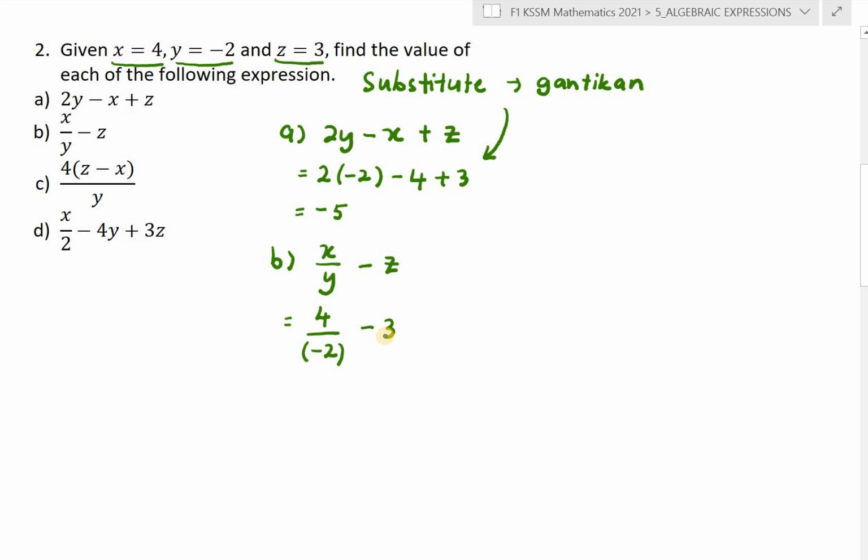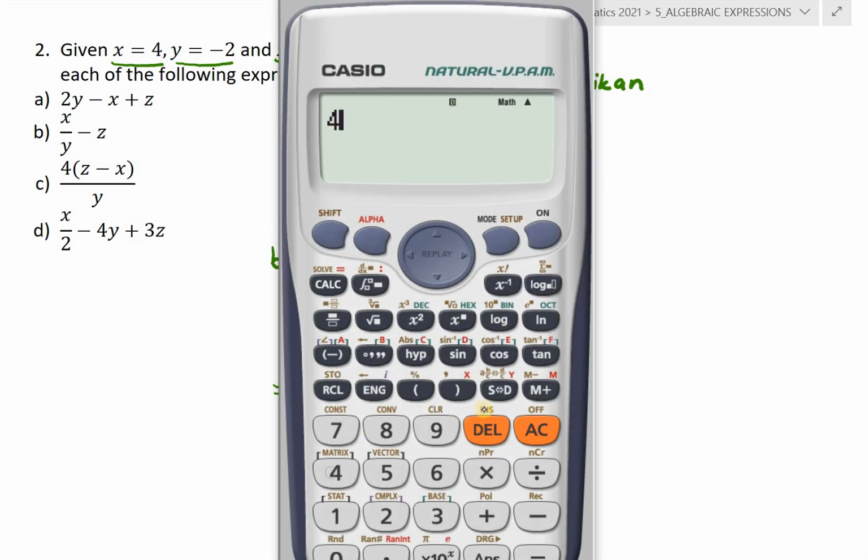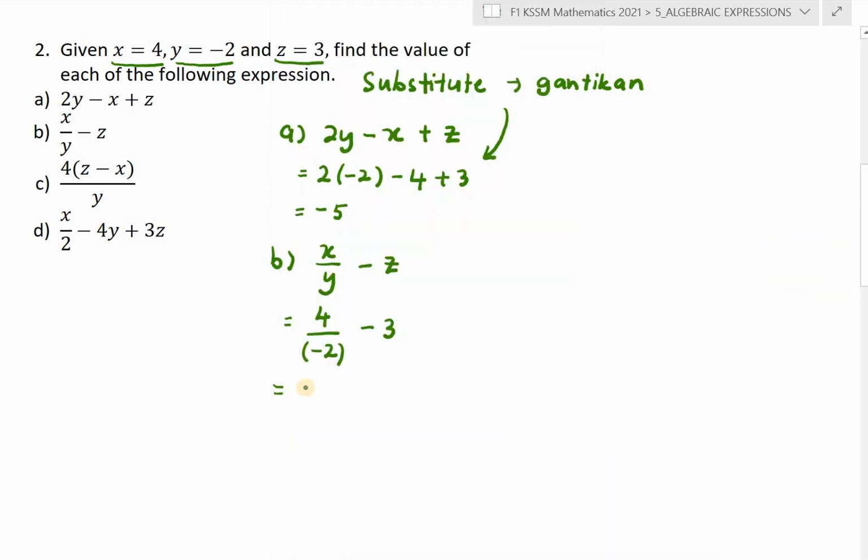Okay, minus 3. For this one, you can simply press your calculator: 4 over negative 2, minus 3. So you will be getting negative 5 as well. The answer is negative 5 too. So that is for B.